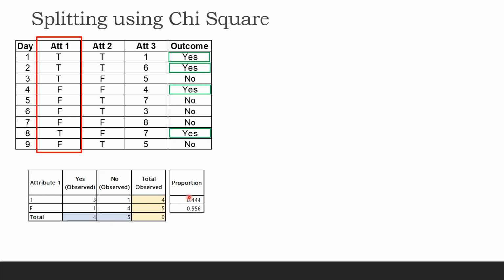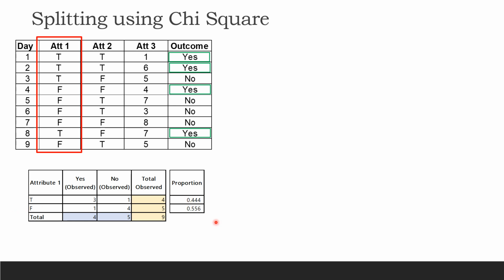We are trying to find out the proportion of each kind of result in each kind of value in the attribute. To simplify, attribute one has true and false. What is the proportion of trues and what is the proportion of false? So we see that there is 1, 2, 3, 4 trues. So 4 by 9 gives us 0.44, and this 0.55 is obtained by dividing number of falses by the total values. So there are 5 falses divided by total, which gives us 0.55. So these are the proportion of trues and proportion of false.